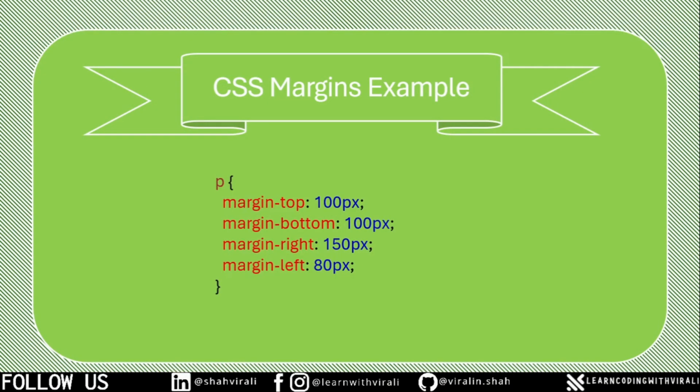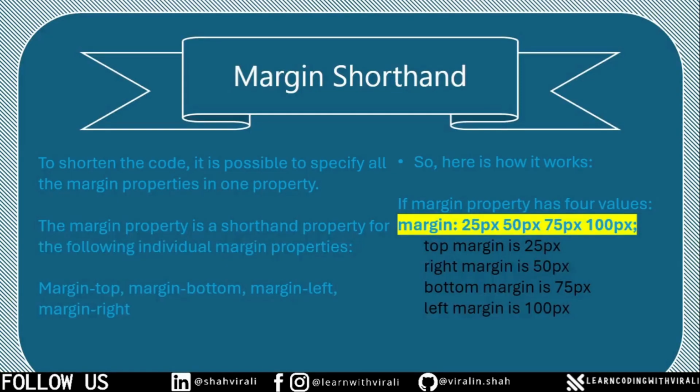Let us see an example of how to define a margin for an element such as a p tag. If you notice here, we have 4 different types of margins: margin top, margin bottom, margin right, and margin left, which have specific values specified using the length property, specifying it as px, meaning 100 pixels, 150 pixels, and 80 pixels.